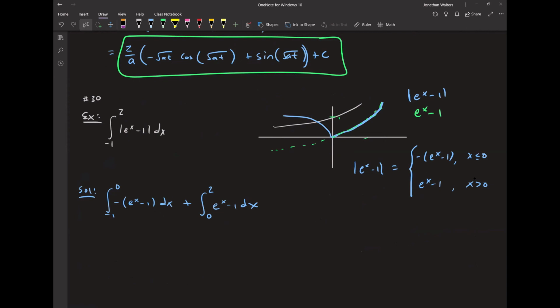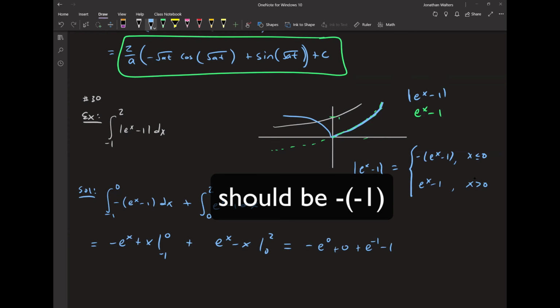All right, now just integrate. Get negative e to the x plus x from -1 to 0, plus e to the x minus x from 0 to 2. Plug in those bounds, get negative e to the 0 plus 0 plus e to the -1 minus 1. So that's all from the first term, plus the second term, e squared minus 2 minus e to the 0 plus 0.